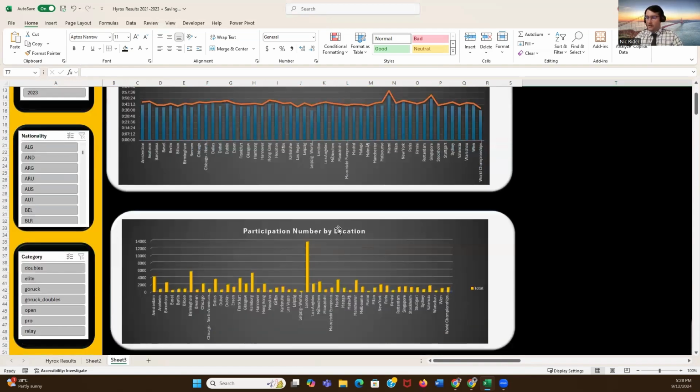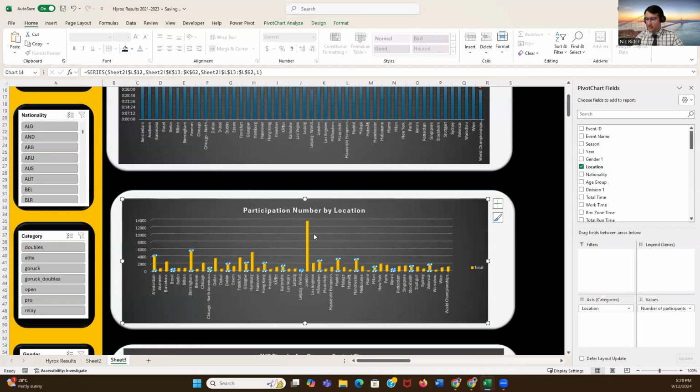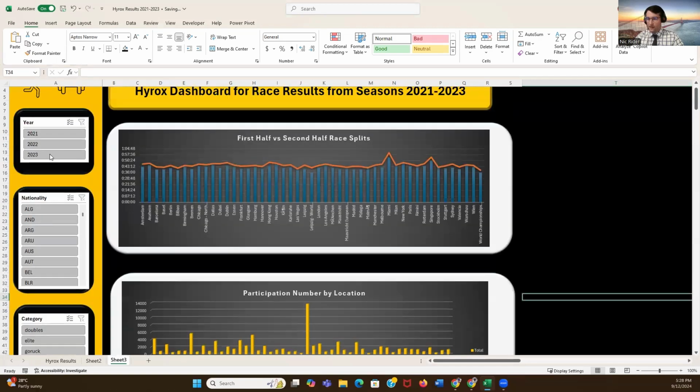So, next we've got participation number by location. Okay, so we can see here that London, the participation rate was just off the charts in this particular period. London was the highest there by far, followed by Birmingham and Amsterdam, and another one there at Hamburg. London, 13,677. So quite huge there.